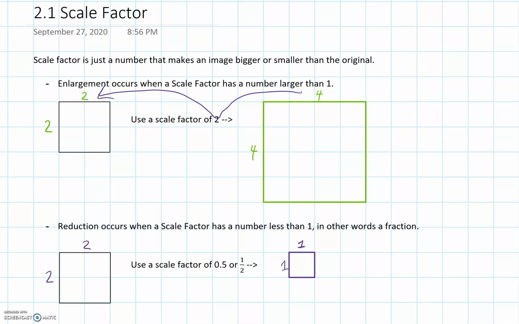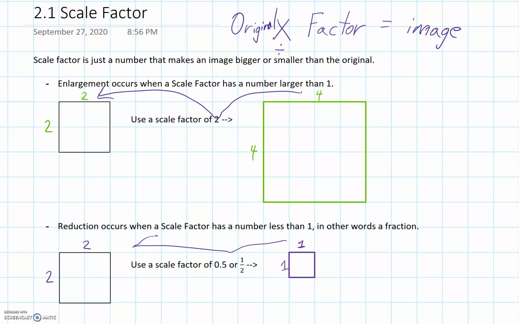And like I said before, we're always multiplying to go from the original, which I'll talk about a little bit more in the next one: original times the factor equals the image. Well, guess what? If you're going backwards, opposite of multiplication is division. So we go backwards. 4 divided by 2 is 2. 1 divided by 1/2, or divided by 0.5, equals 2 over here, right? So that is scale factor.